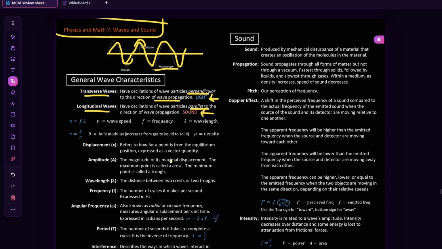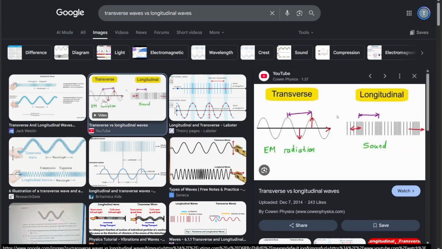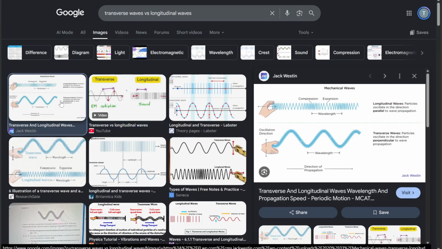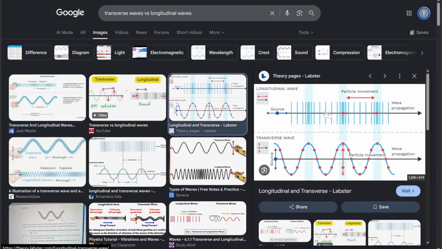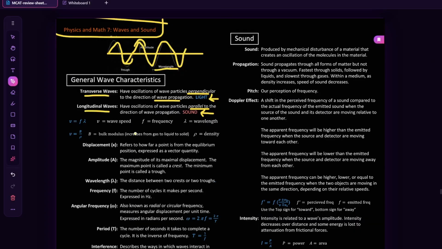So transverse waves versus longitudinal. I'm going to find a picture. So here we can see transverse waves versus longitudinal. So again, longitudinal is parallel. Transverse waves are moving perpendicular. So look at the way these waves are moving. See, particle movement in longitudinal is moving this way. It's like parallel, whereas transverse is moving up and down perpendicular. Okay. Great. So now we can go into some of the formulas and the basics to define a wave.